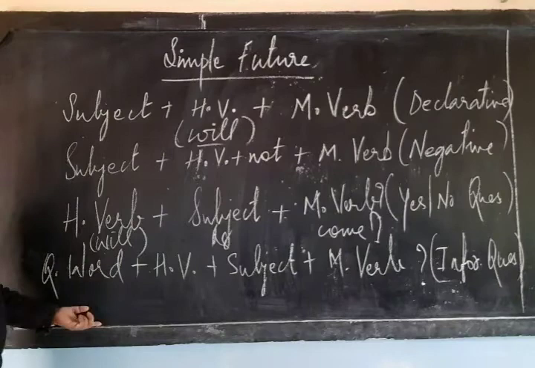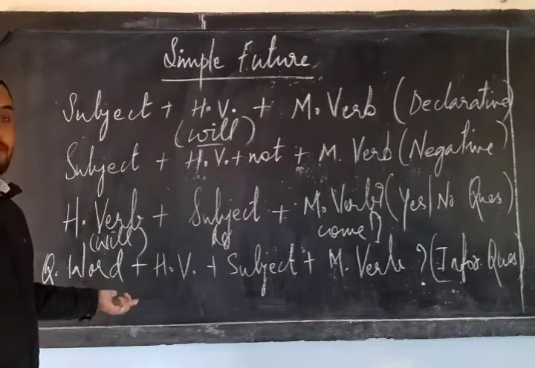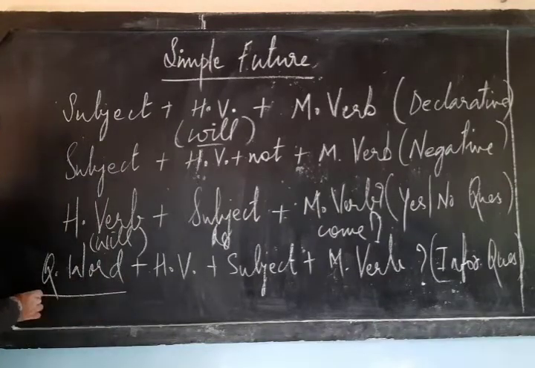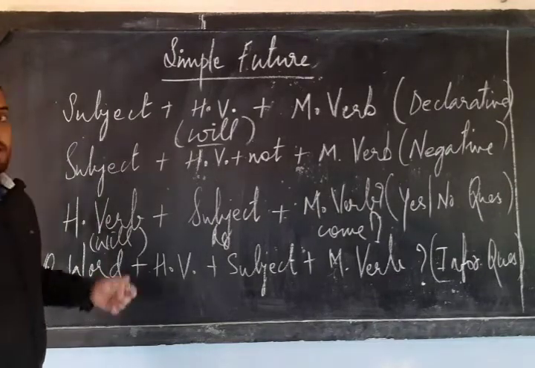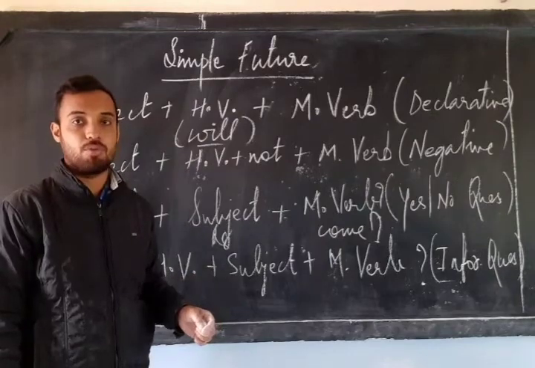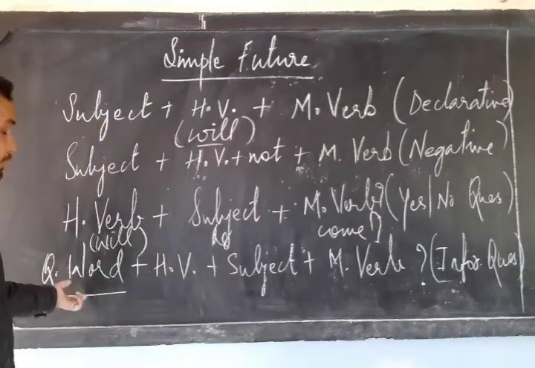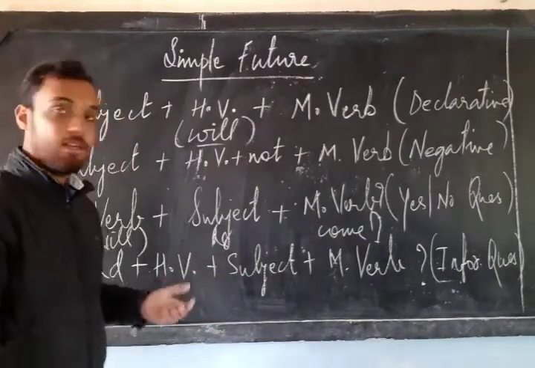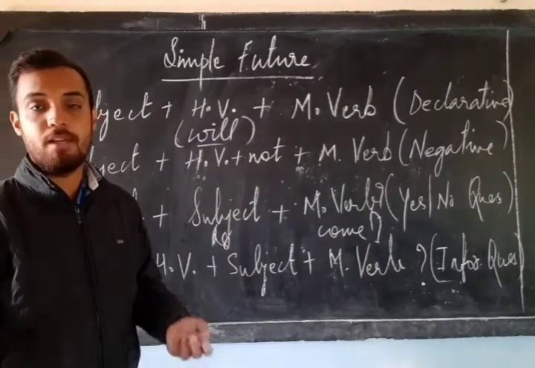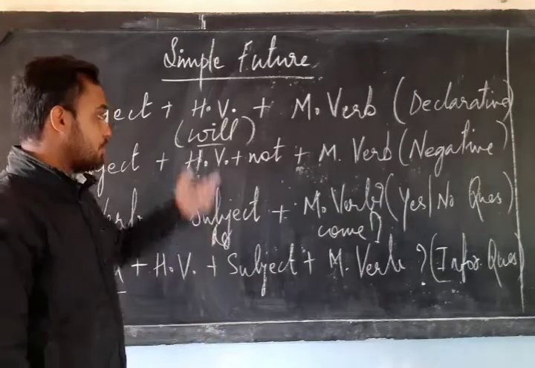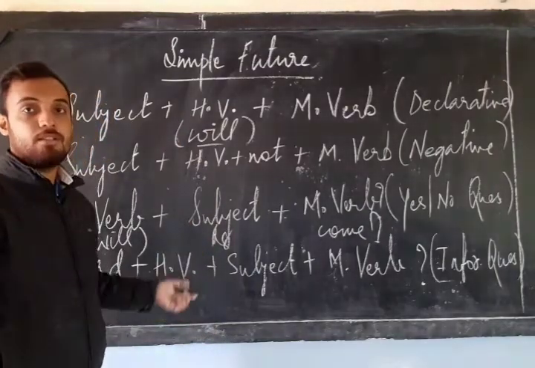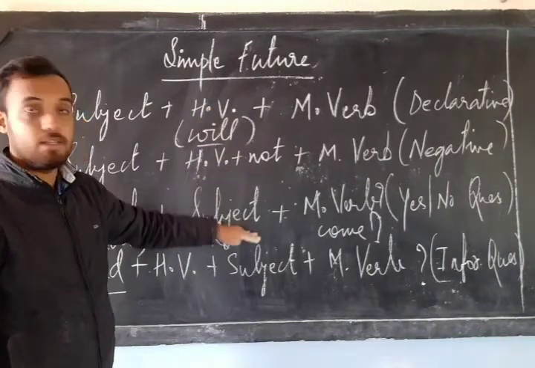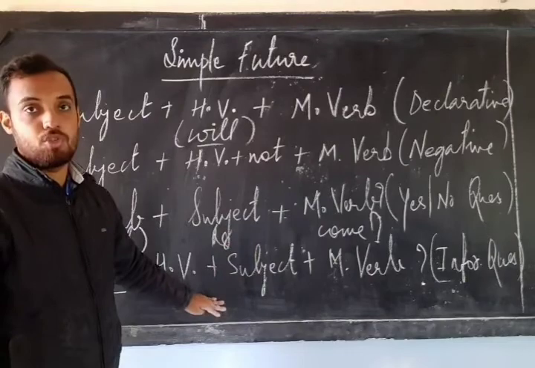Again, in the second structure for interrogative sentence that is meant for information question, we just have to add the question word at the beginning of the sentence, and that becomes an information question. Okay, question words are those words which start with the letters WH. When will he sing? When will he go? When will he leave? Okay. So these are the structures for simple future: declarative, negative, yes/no question and information question.